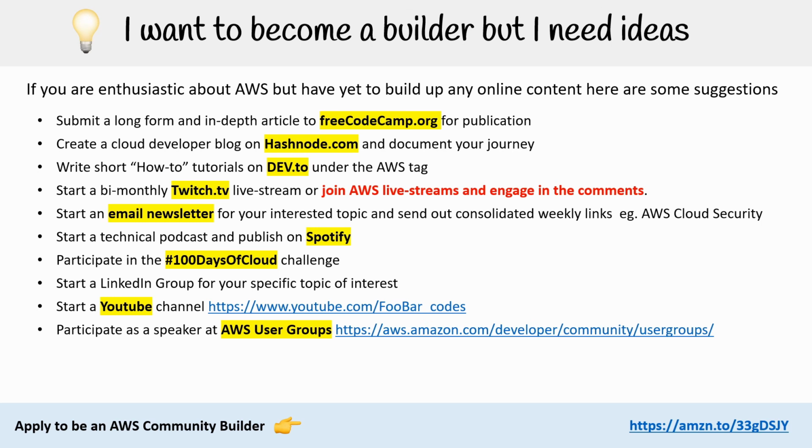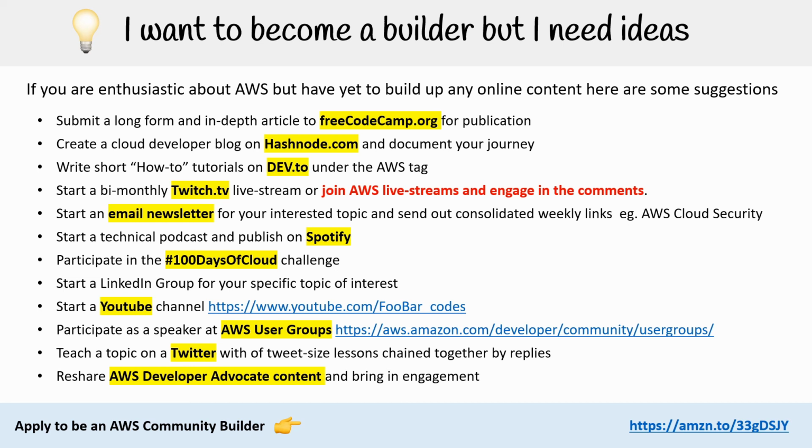You can participate as a speaker in the AWS user groups. AWS has a link of all the user groups in the world. So if you're looking for one, there's a great opportunity. And depending on when you're watching this video, people might be very open to allowing you to virtually present. So consider that. You could teach a topic on Twitter with tweet-sized lessons chained together by replies. And actually, this video is going to go out on Twitter in this format. So if you're wondering what that format is, you will see it there on Twitter. Or you could just reshare AWS Developer Advocate content and bring them engagement. That's a really great way. It's just being a supporter of that kind of stuff.